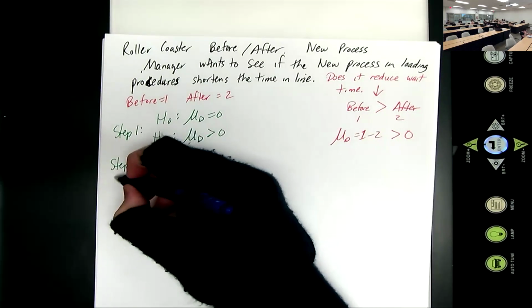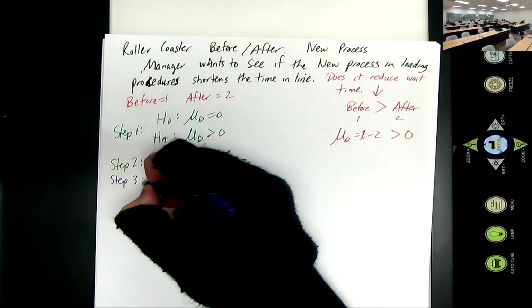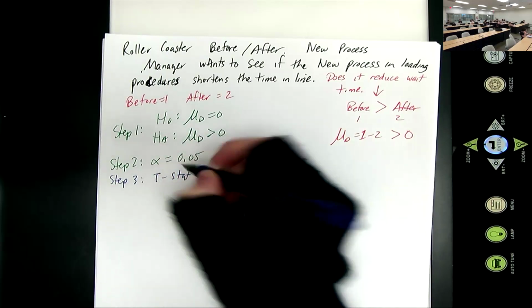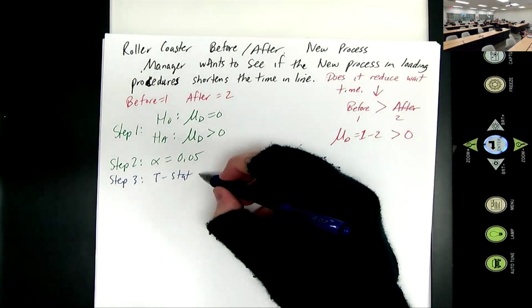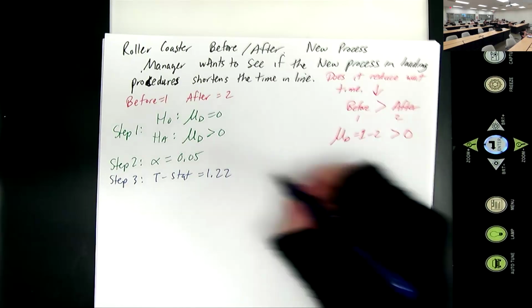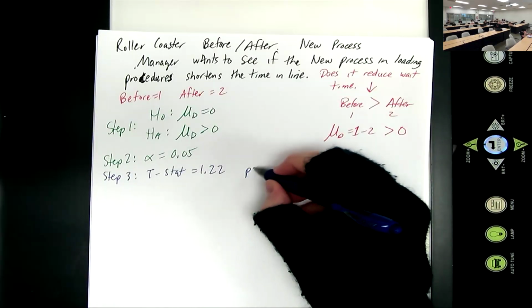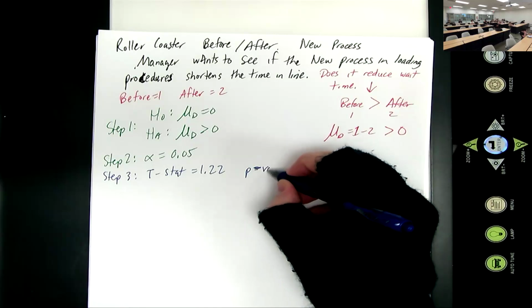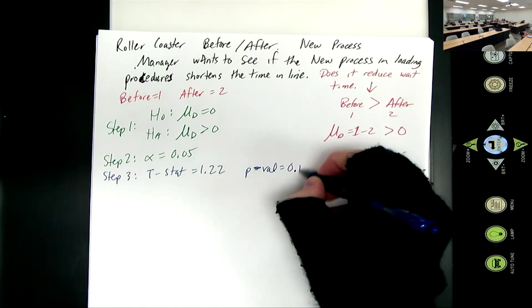So I had step 3. The t-stat is, we'll just go with 1.22. And the p-value is 0.1286.